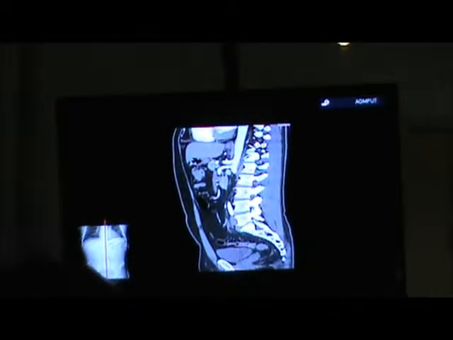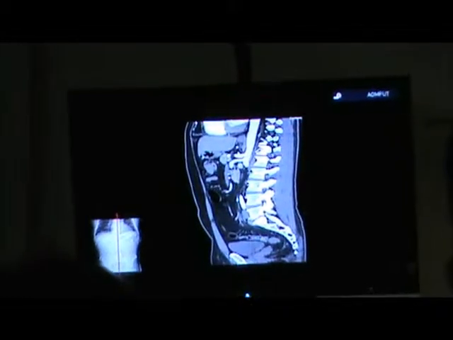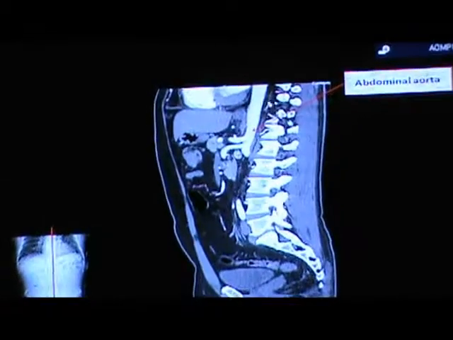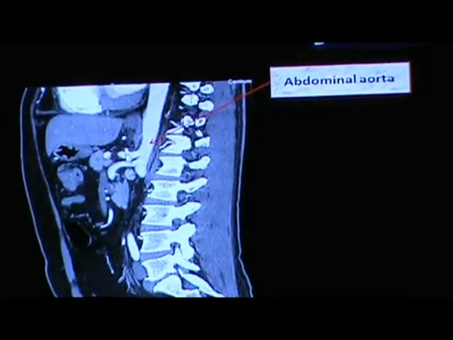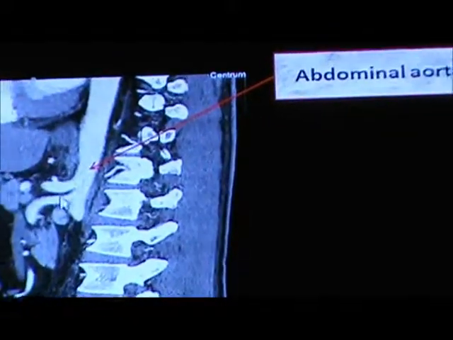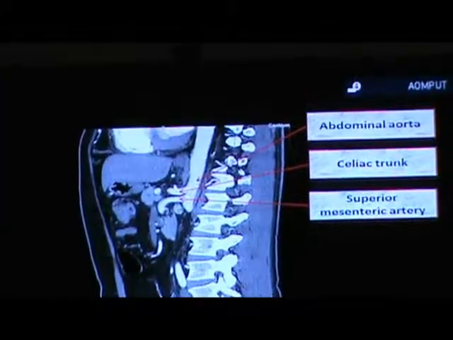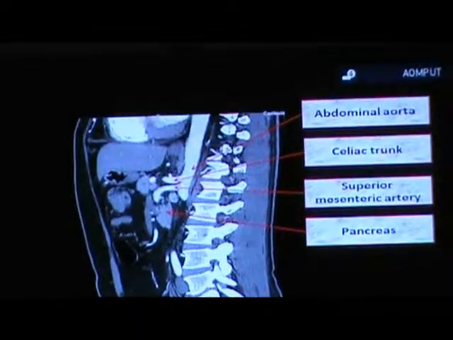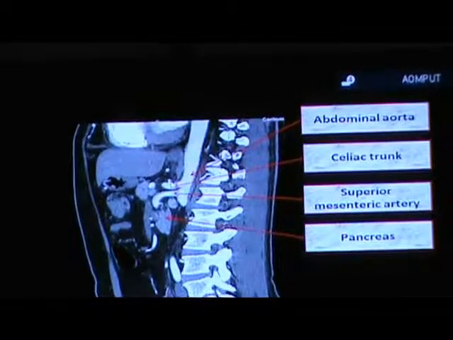And this is the section through the sagittal plane. We can see the vertebral column, of course, as well as the abdominal aorta here, branching into its first and second unpaired visceral branch, which is the celiac trunk and the superior mesenteric artery. And the celiac trunk at this level also sends the left gastric artery here.